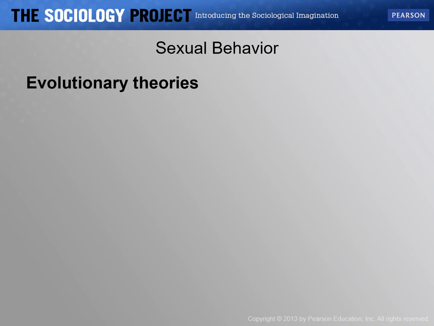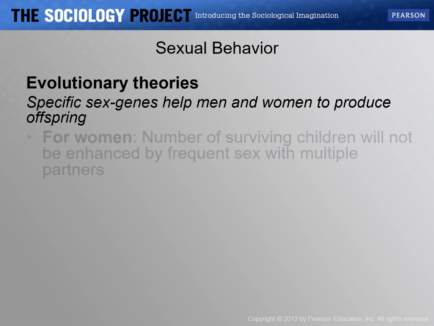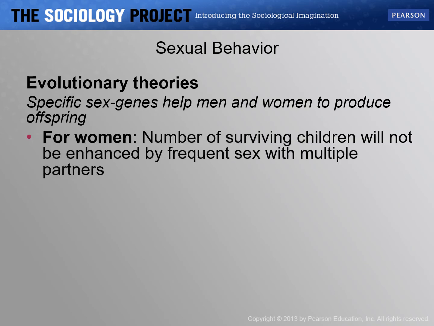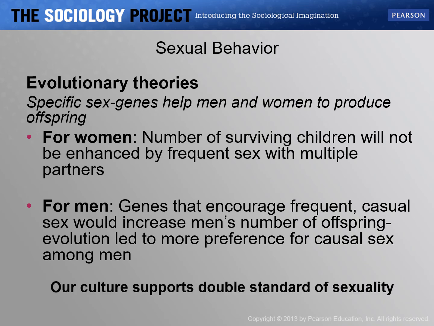Sexual behavior was something that evolutionary theorists talked about early on. There are specific sex genes that help men and women produce offspring, called sex chromosomes. For women, the number of surviving children will not be enhanced by having frequent sex with multiple partners, so they tend to be more monogamous than men. Genes that encourage frequent casual sex increase the number of men's offspring that survive, and so they tend to be more casual in their sexual approach, leading to what's called the double standard.